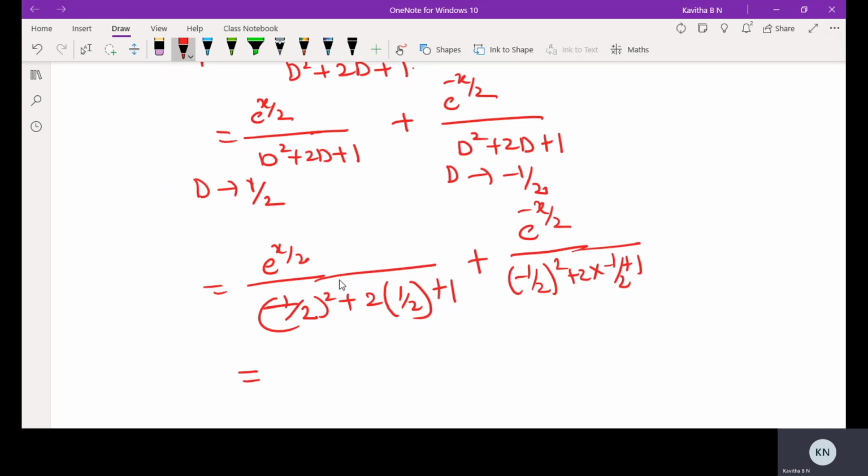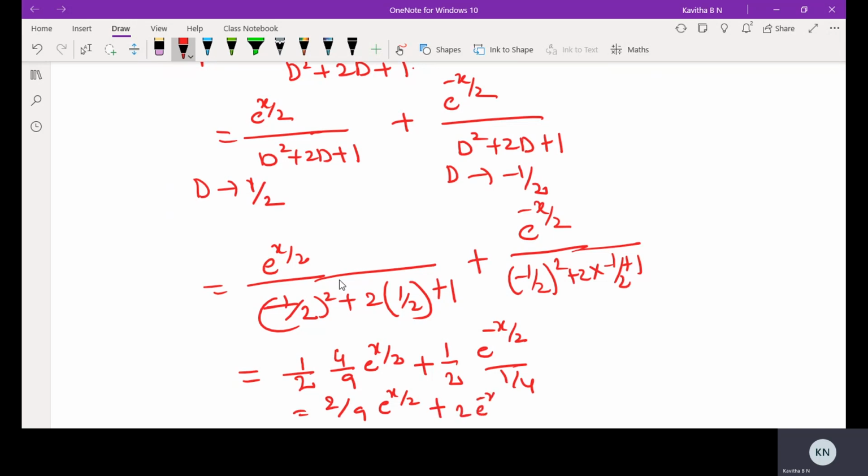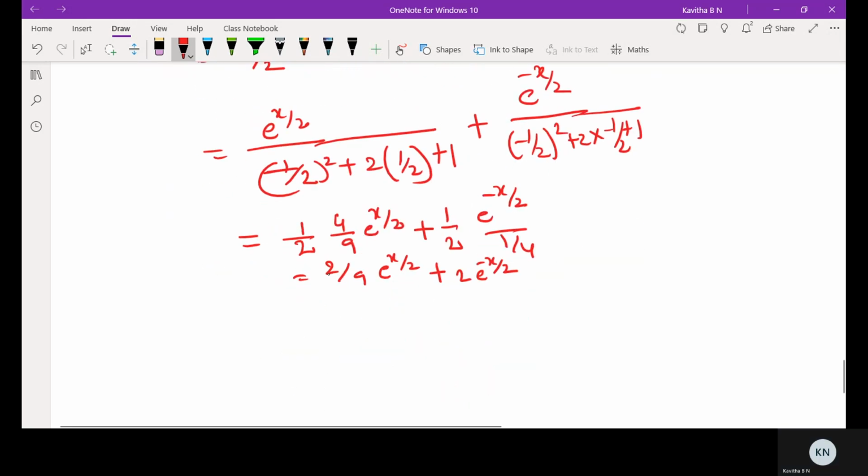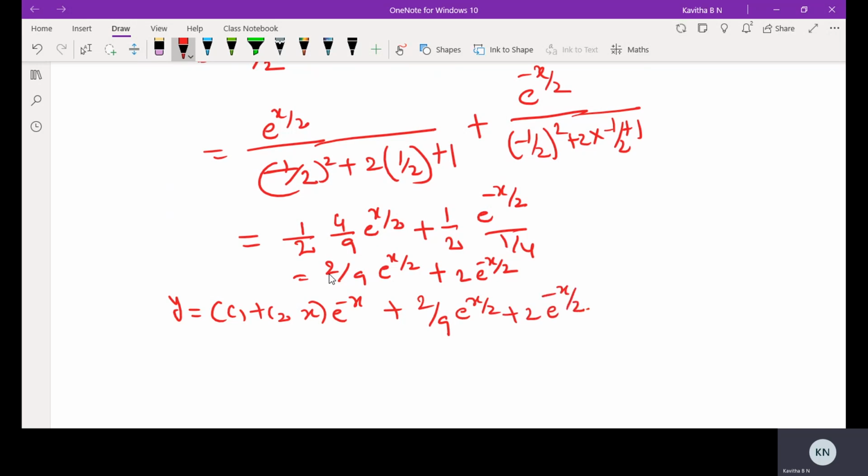We will get 1 by 2 into 4 by 9 e to the power of x by 2 plus 1 by 2 e to the power of minus x by 2 by 1 by 4, which means 2 by 9 e to the power of x by 2 plus 2 into e to the power of minus x by 2. Then write down the last answer. Y is equal to yc, which is c1 plus c2 x e to the power of minus x, plus 2 by 9 e to the power of x by 2 plus 2 into e to the power of minus x by 2.